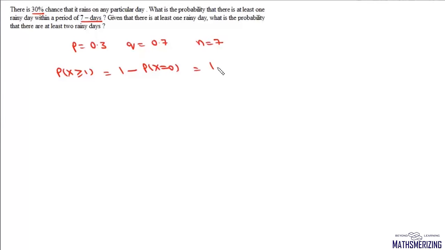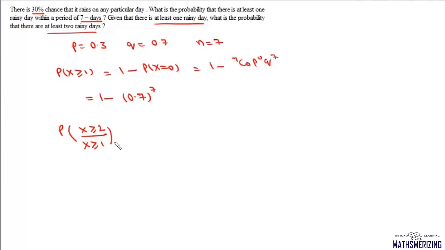So it will be 1 minus 7c0, p to the power 0, q to the power 7. So the required probability will be 1 minus 0.7 to the power 7. Now the second one is, given that there is at least one rainy day, what is the probability that there are at least 2 rainy days? Now we need to find this conditional probability that there are at least 2 rainy days if it is given that there is at least one rainy day.